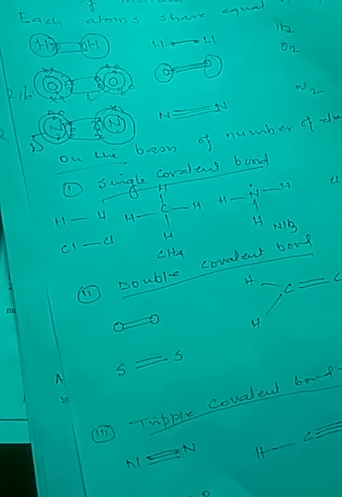single covalent bond, double covalent bond and triple covalent bond. A single covalent bond is the covalent bond formed by the sharing of 1 electron each between the atoms. A double covalent bond is formed when each atom shares 2 electrons, and when each atom shares 3 electrons, it is called a triple covalent bond.